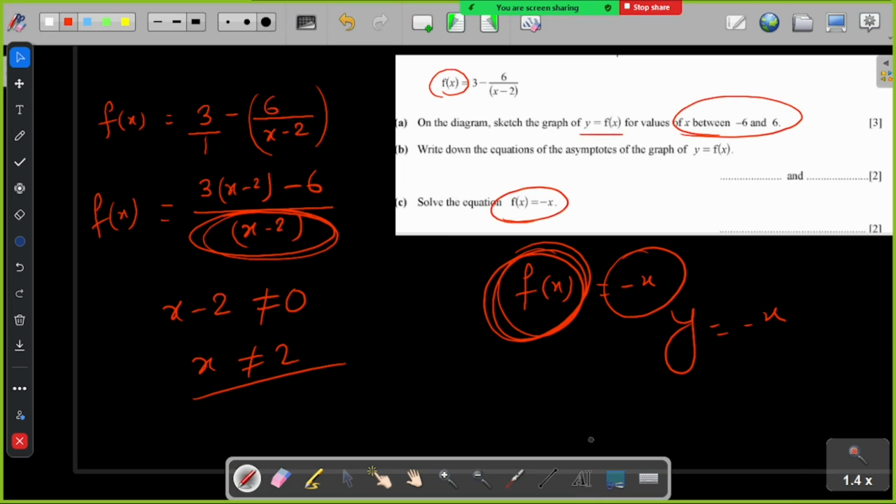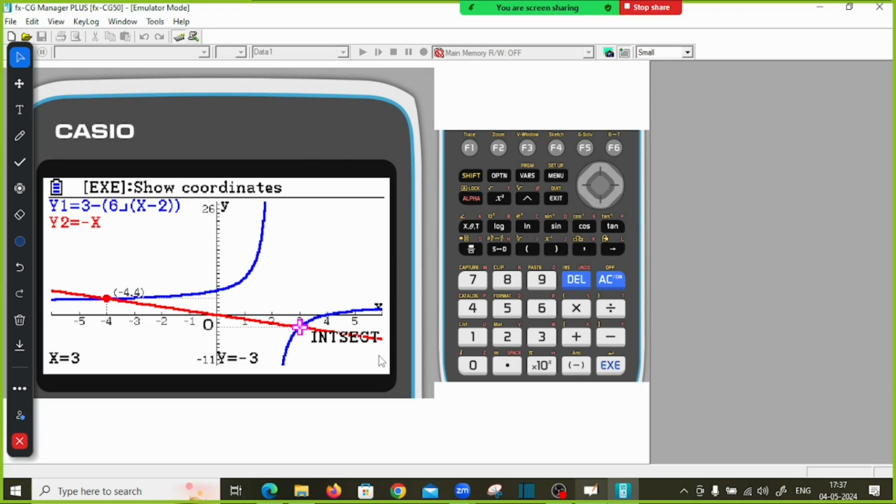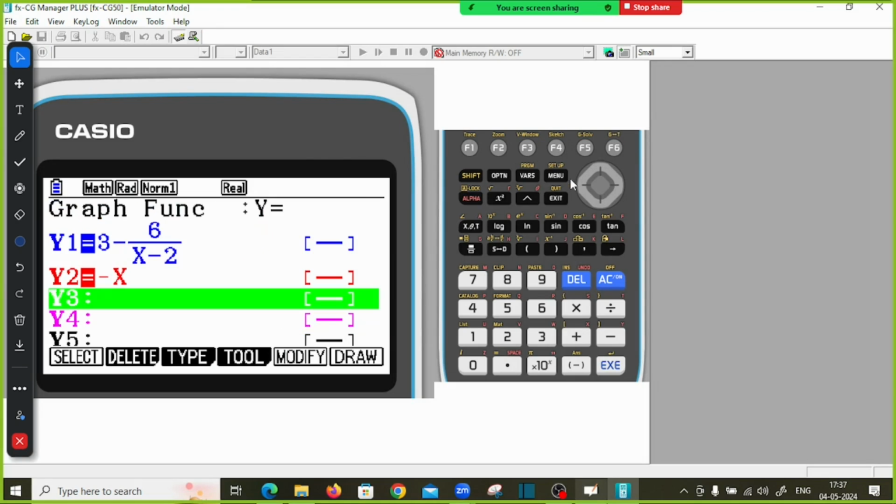Let us see the next question, that is very important, and I think this will be our last question for this discussion. So here it is saying f(x) equals this. On the diagram, sketch the graph of y equals f(x) lying between minus 4 to 4. So what we have to do, we have to use our graphical display calculator to sketch this function, right? So let us go to the graphical display calculator, go to your editing section directly from here.